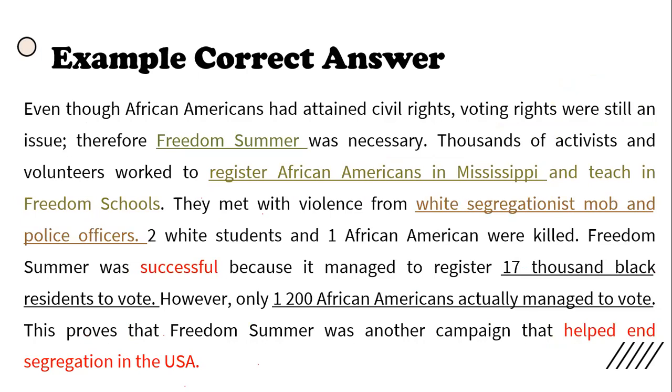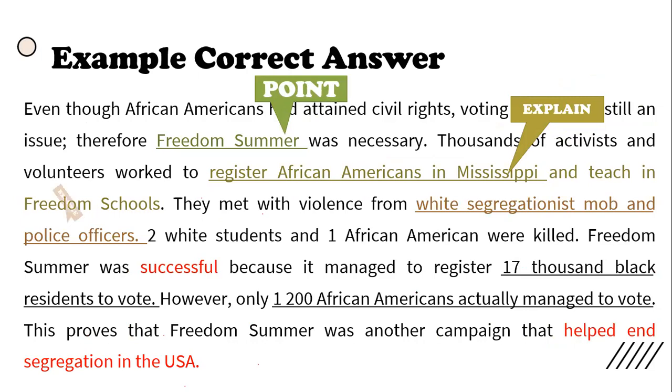And then another one. Even though African Americans had attained civil rights, voting rights was still an issue. Therefore, Freedom Summer was necessary. Thousands of activists and volunteers worked to register African Americans in Mississippi and teach in freedom schools. That's my explanation. They met with violence from white segregationist mobs and police officers. That's my example. Two white students and one African American were killed. Freedom Summer was successful, so there's our link, because it managed to register 17,000 Black residents to vote. However, only 1,200 African Americans actually managed to vote. This proves that Freedom Summer was another campaign that helped end segregation in the USA.